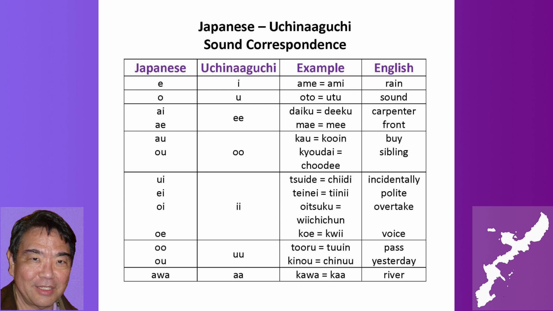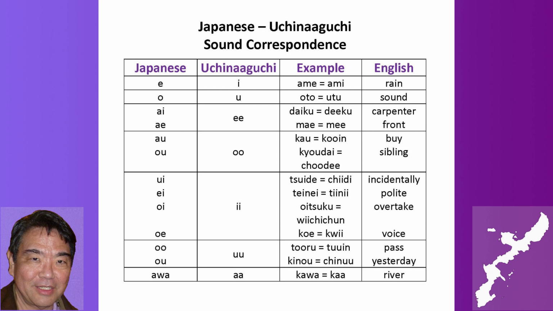The Japanese A sound corresponds to the Uchinaguchi E sound. An example is the word rain, which is ame in Japanese, is ami in Uchinaguchi. The Japanese O sound corresponds to the Uchinaguchi U sound. For example, the word sound, which is oto in Japanese, is utu in Uchinaguchi.